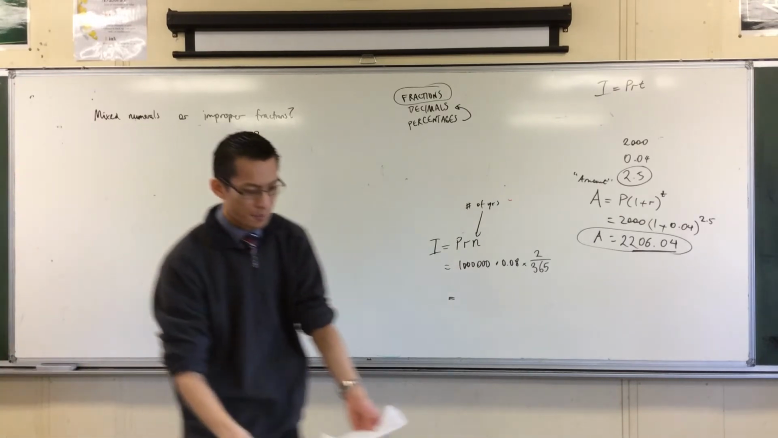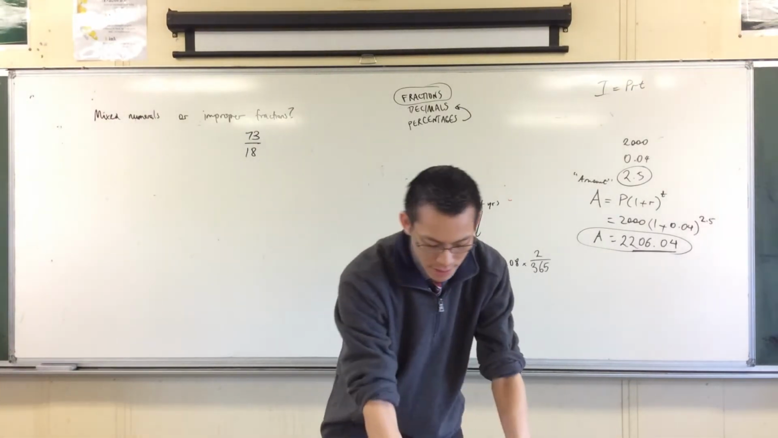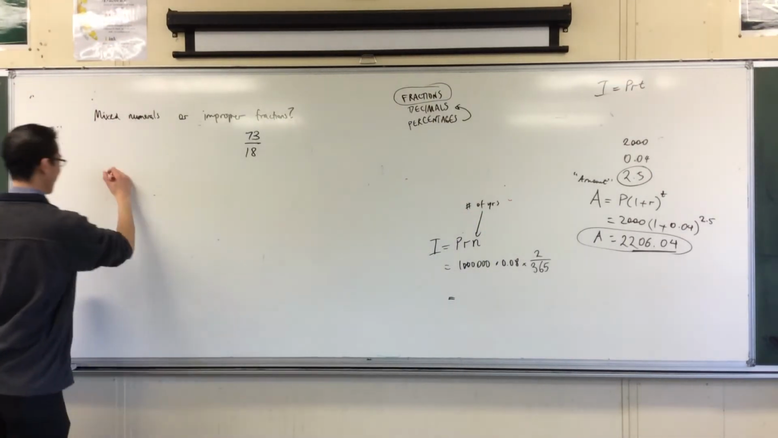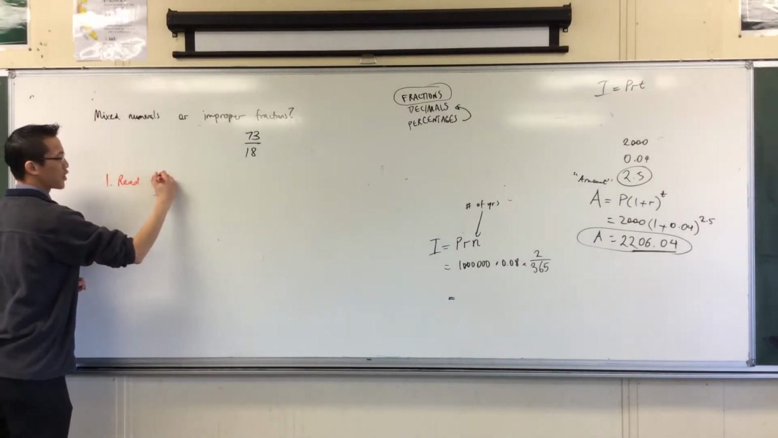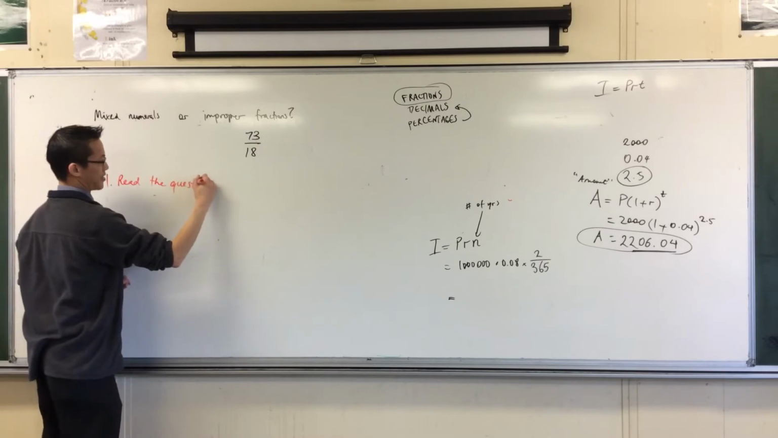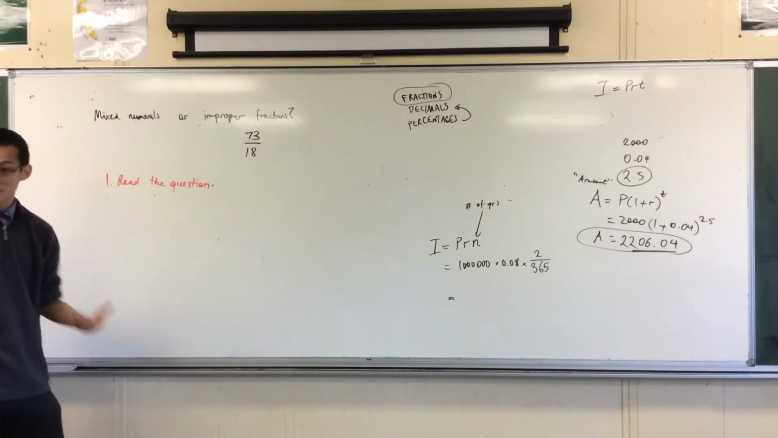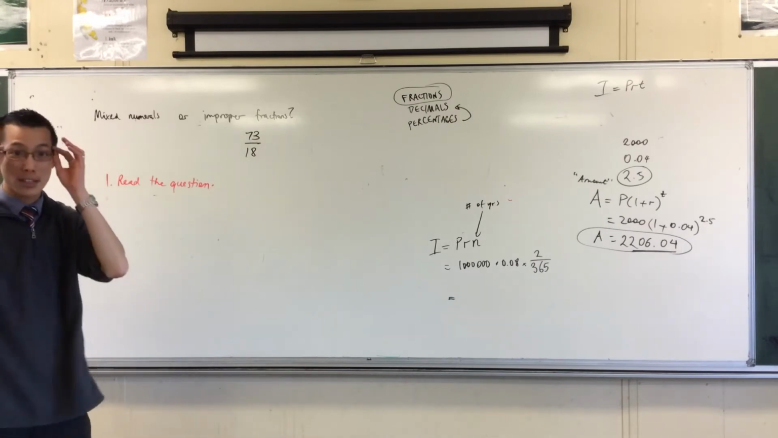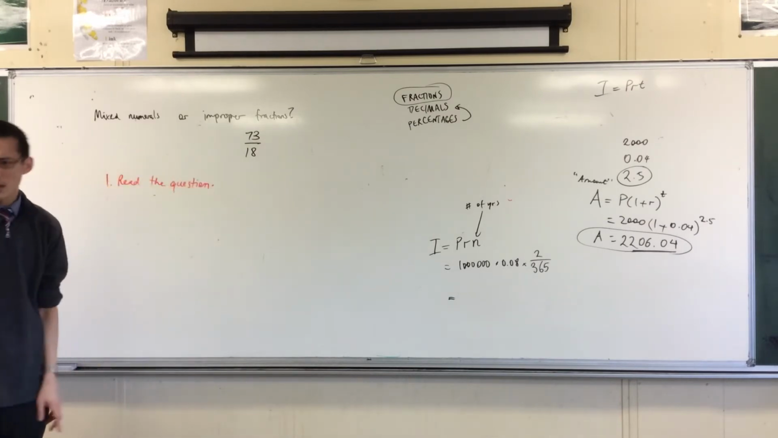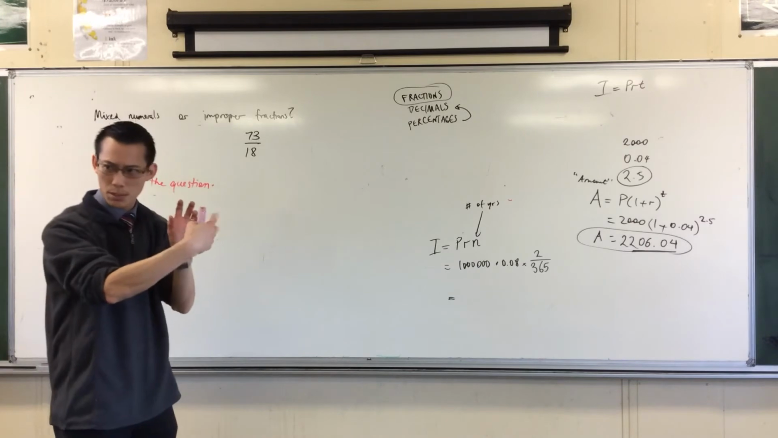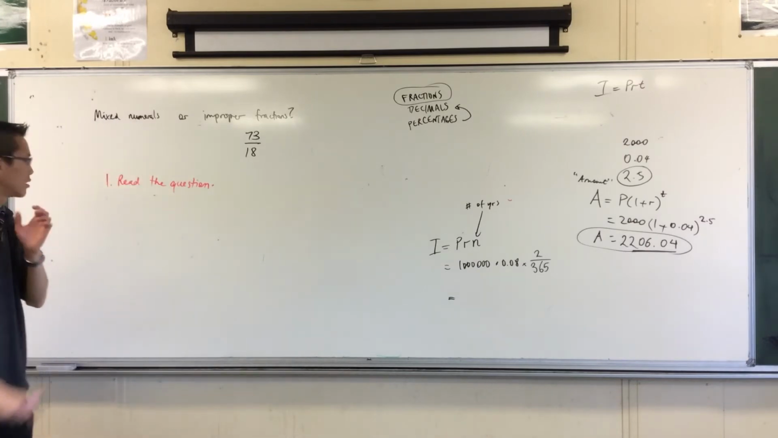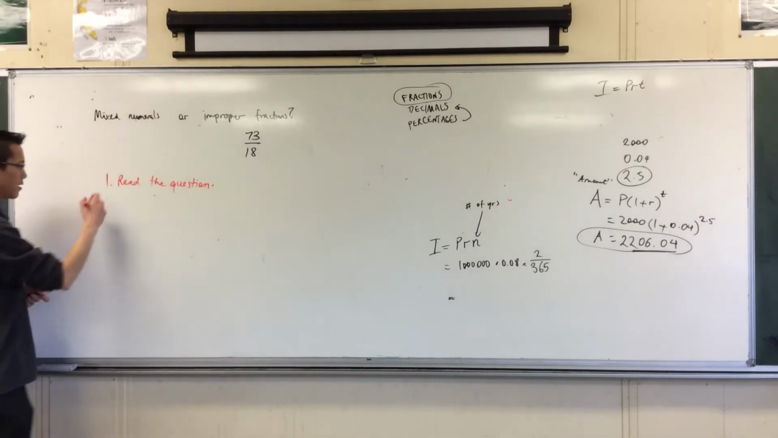So the first thing to say is, you should just read the question. If the question says, give your answer as an improper fraction, then leave it. And if the question says, provide your answer as a mixed numeral, then convert it. And the calculator will still do that for you. You know how to press the button to do that, right? Shift and then fraction. But there's a second thing.